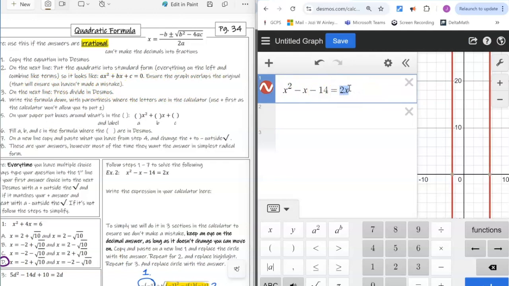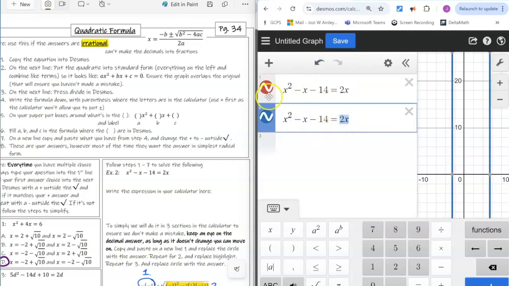First, I want a 0 on this side. That means I need to take this over here. So this is going to change from positive 2x to minus 2x. So we're going to get rid of that. And we're going to go here and go actually, we're supposed to do this on a new line. My bad. So let's copy that, paste that.